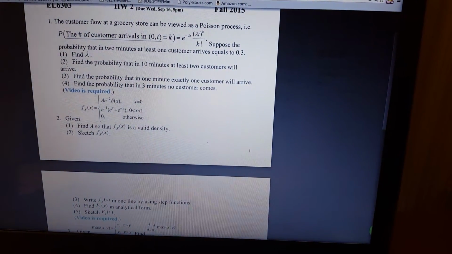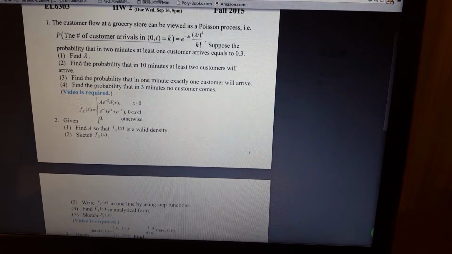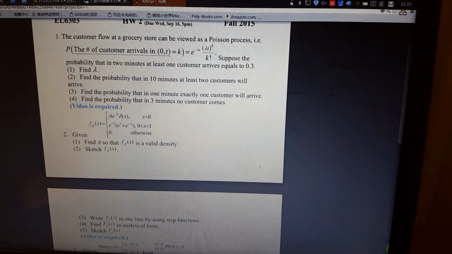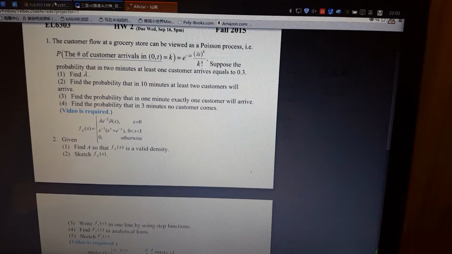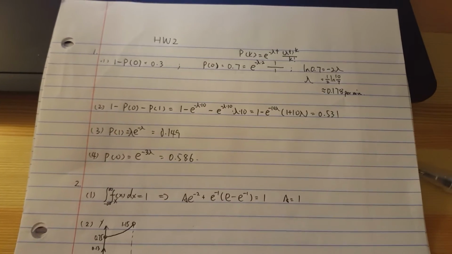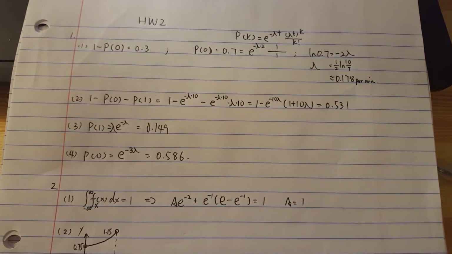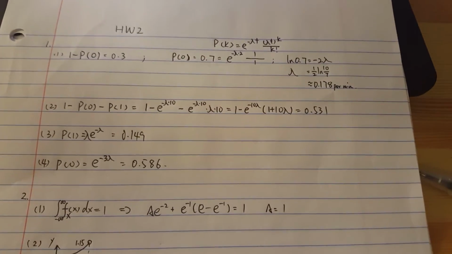And then the third question. It is to find the probability that in 1 minute exactly 1 customer will arrive. It is very easy, just use the Poisson distribution formula, with t equals 1 and k also equals 1. So we get the answer: the probability is about 0.149.